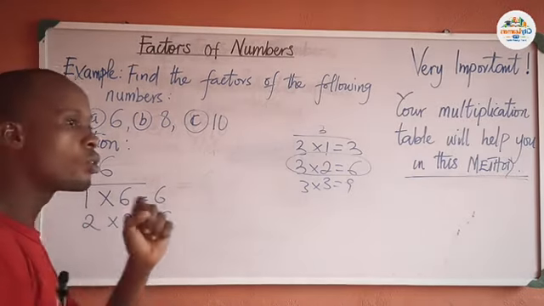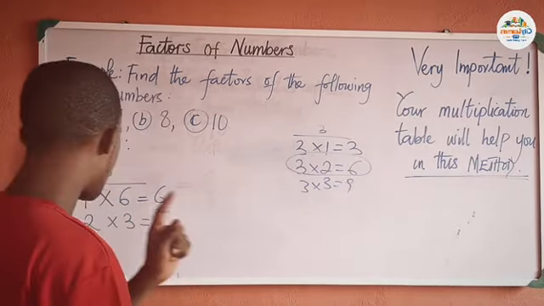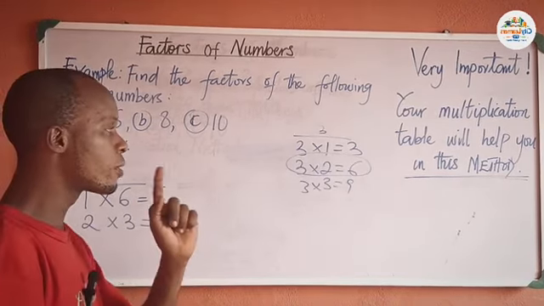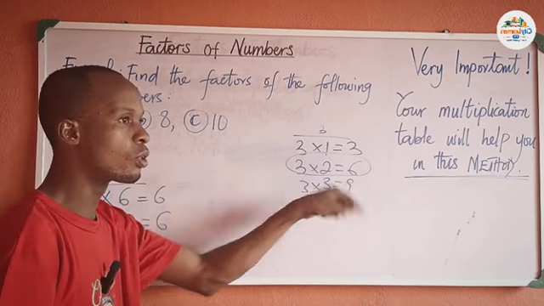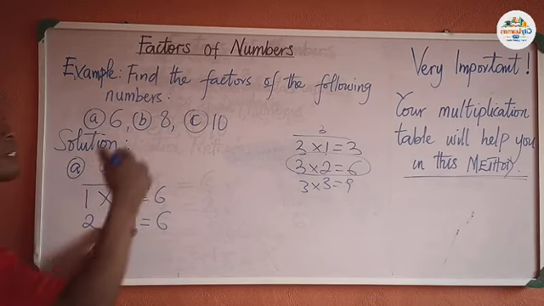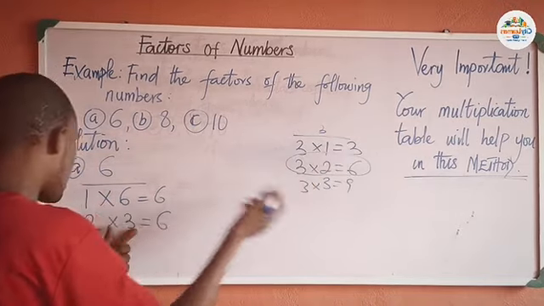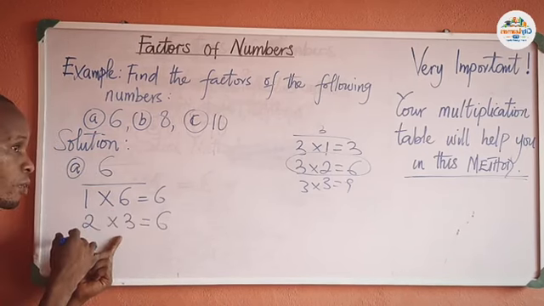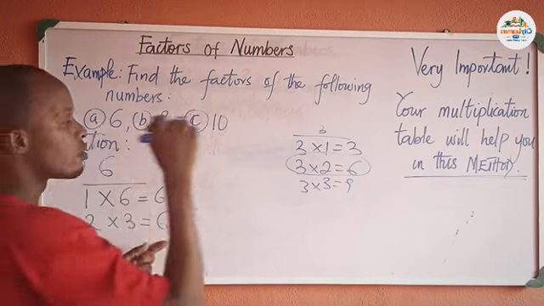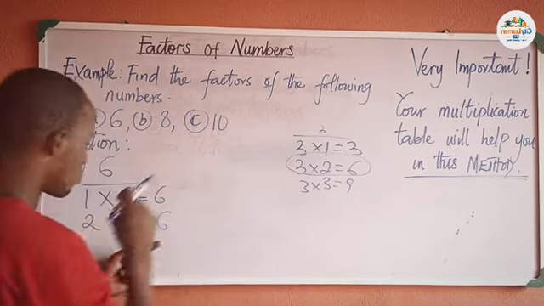But here is what I want you to note. We already have 2 times 3. So we are not going to repeat 3 times 2. If you already have 2 times 3, and in your next multiplication you have something like 3 times 2, since you have written 2 times 3 down, there is no need writing 3 times 2.